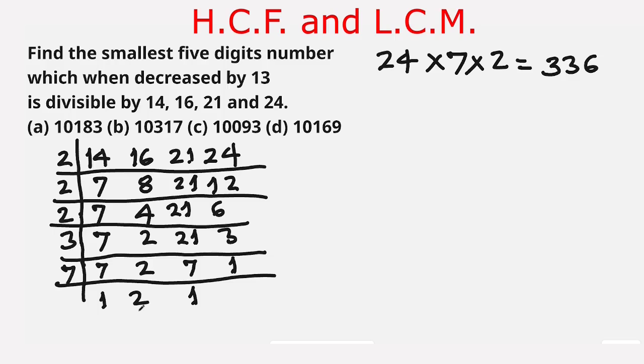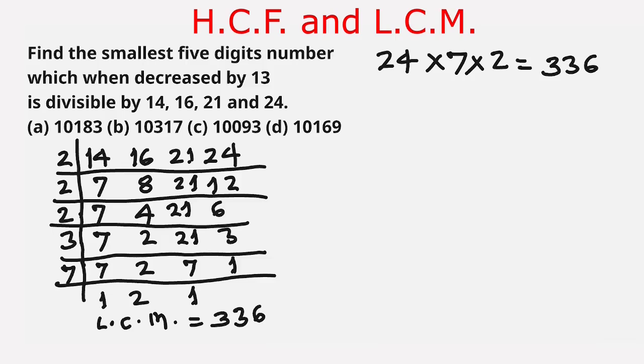Now we multiply all these numbers. 2 times 7 is 14. 14 times 3 is 42. 42 times 2 is 84. 84 times 2 is 168. And 168 times 2 is 336. So our LCM is 336.